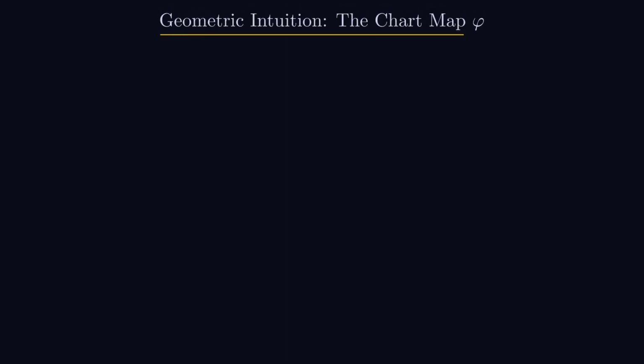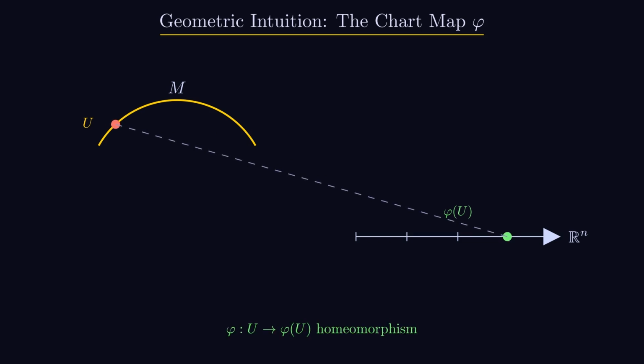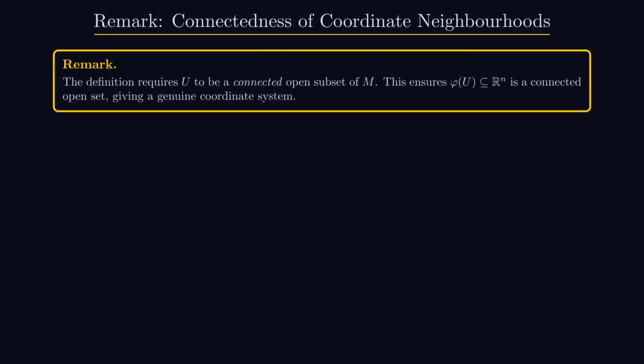On the left, a curved arc represents a patch U inside our manifold M. On the right, a flat real axis represents Rn, where phi maps U. Watch as a point moves along the arc. The projection rays trace its image on Rn under the homeomorphism phi. The map phi from U to its image is a homeomorphism, the fundamental building block of a chart. The definition requires U to be a connected open subset of M. This ensures that phi of U is also a connected open set in Rn, giving us a genuine coordinate system.